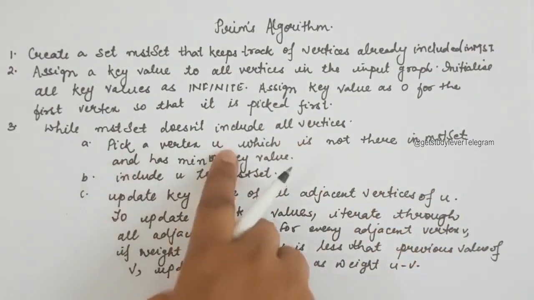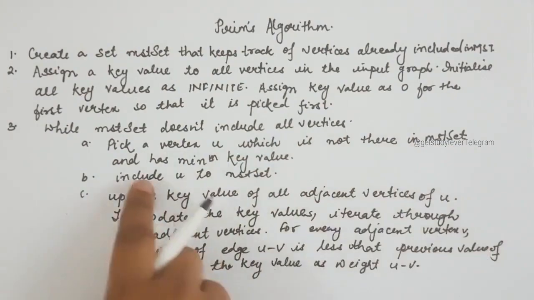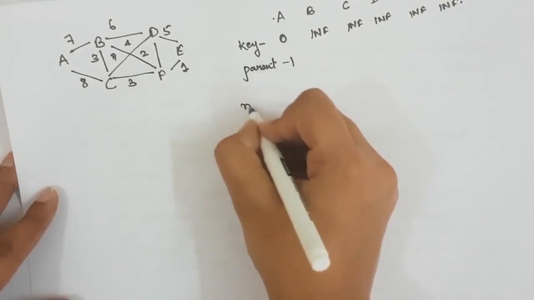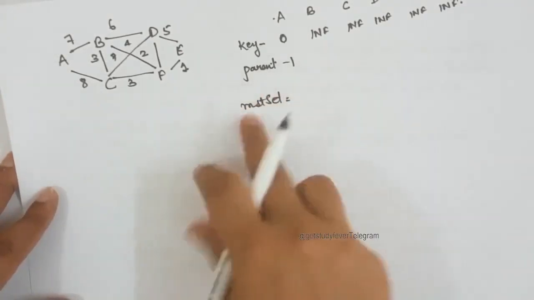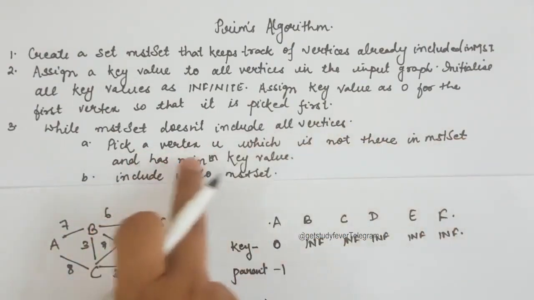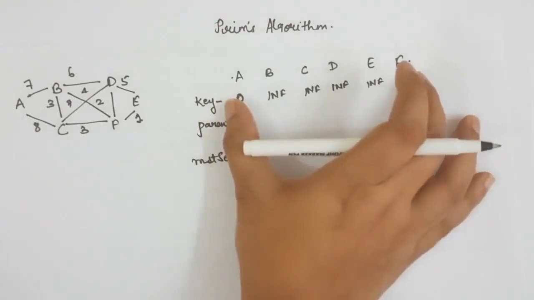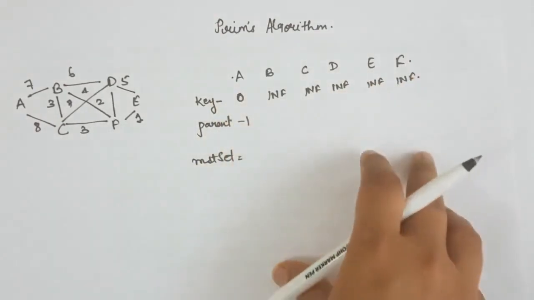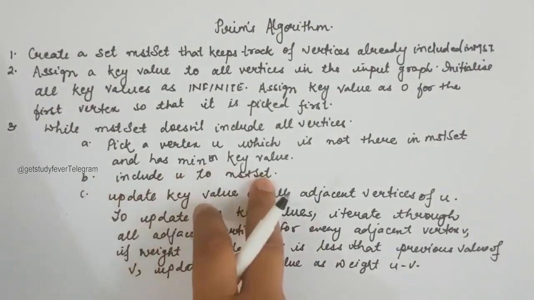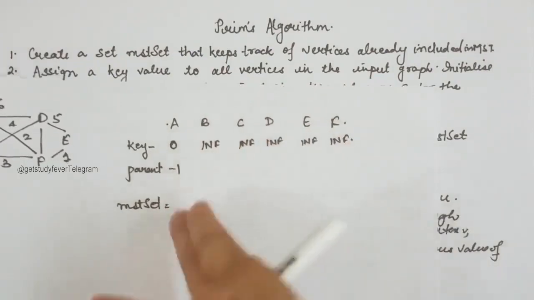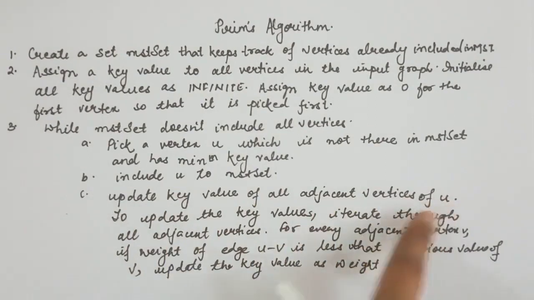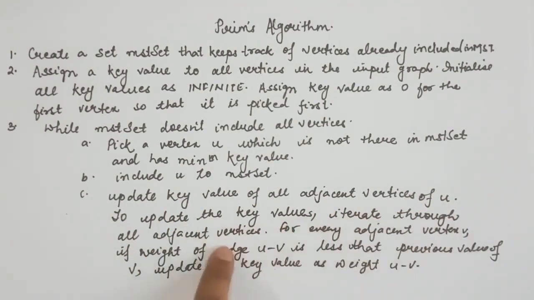What we will do is pick a vertex U which is not in the MST and has the minimum key value. Initially my MST set is empty. So every time we pick a vertex from here which has the minimum value and is not in the MST set. Now include U in the MST set. Obviously we pick it from here and put it in the MST set, and update the key values of all adjacent vertices of U. To update the key values, iterate through all adjacent vertices.